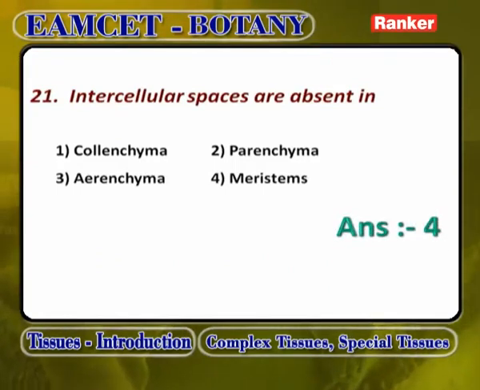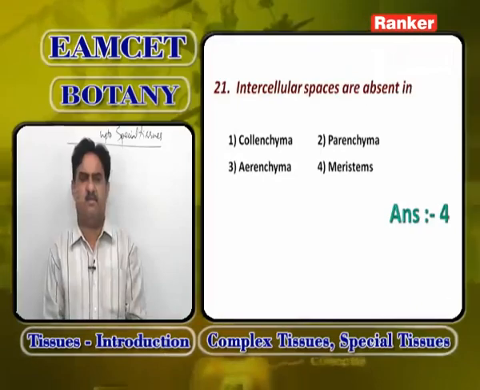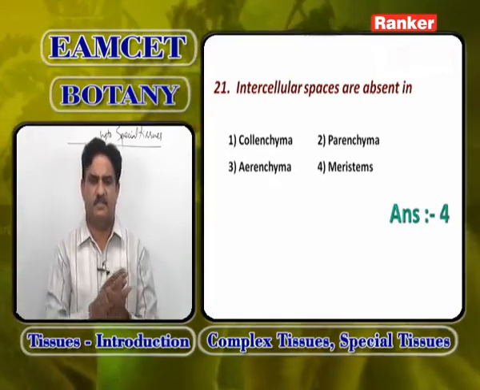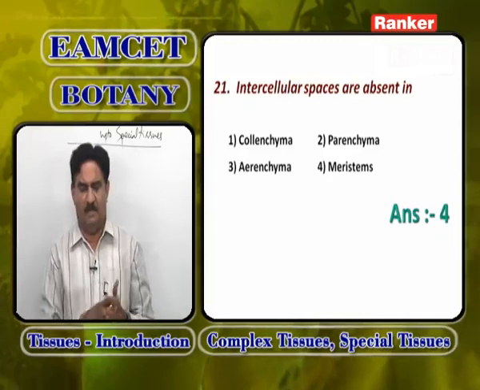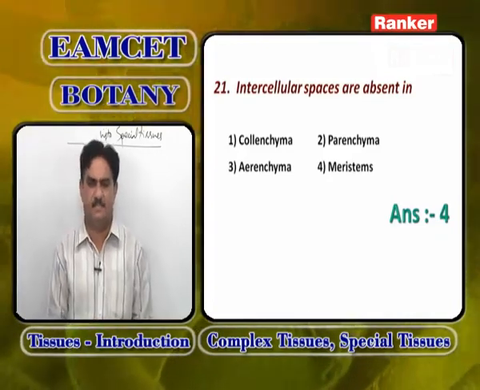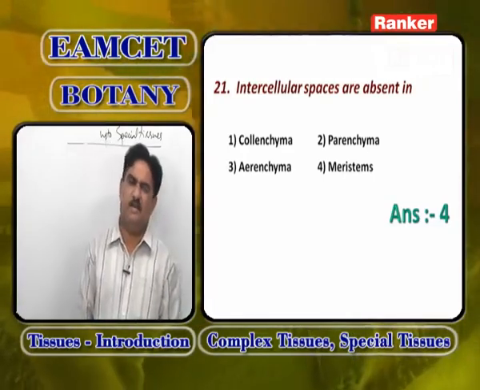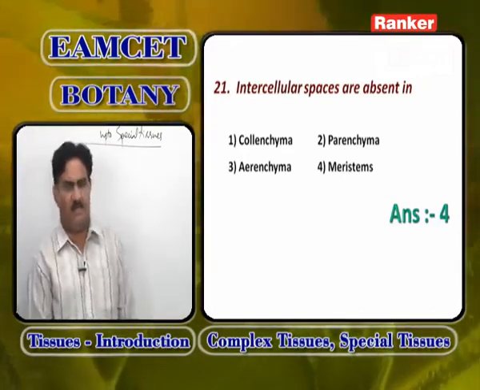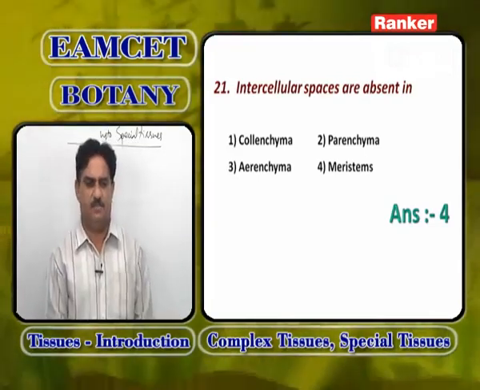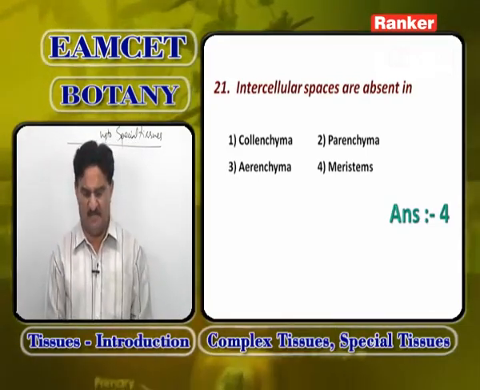Intercellular spaces are absent in. Intercellular spaces are present in collenchyma, particularly lacunar collenchyma. Lacunar collenchyma shows a central intercellular space around which chemical substances are deposited. Parenchyma definitely shows intercellular spaces because it is a tissue which is loosely arranged with intercellular space. Aerenchyma shows very large intercellular spaces which not only store gases but also provide buoyancy.